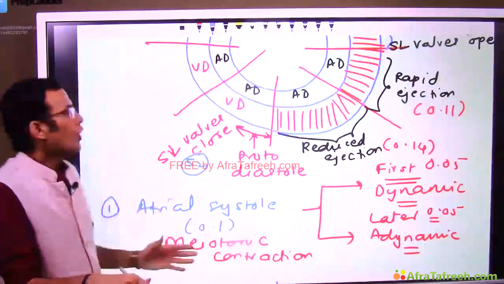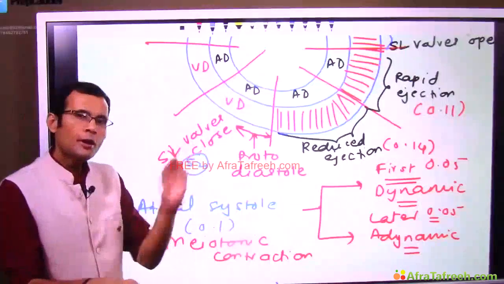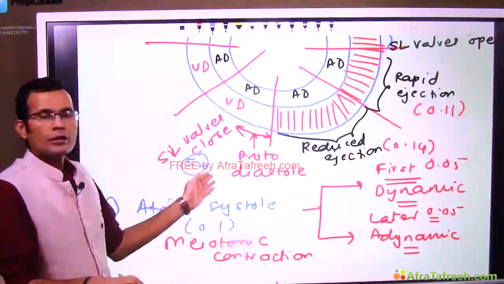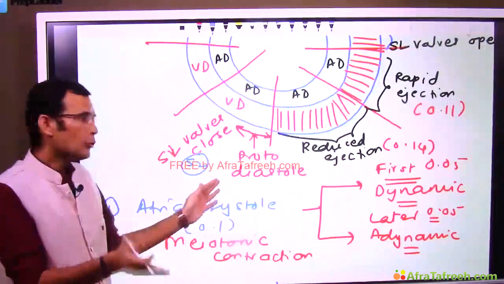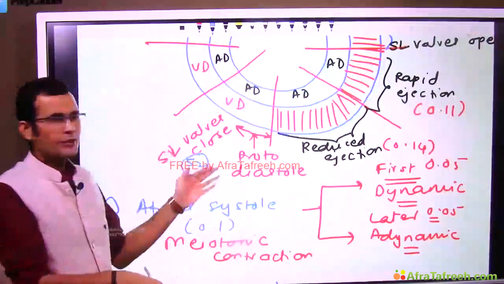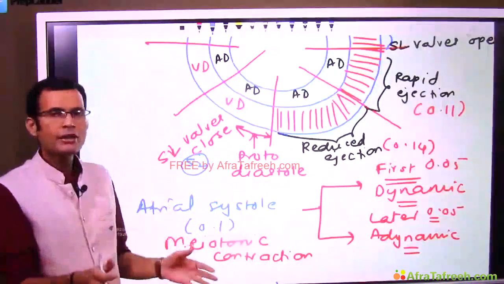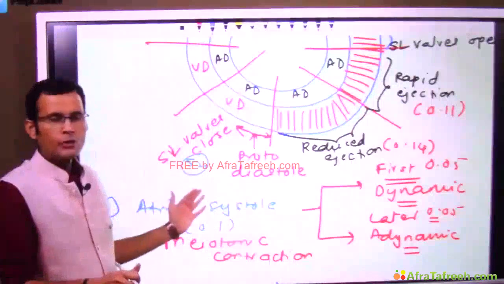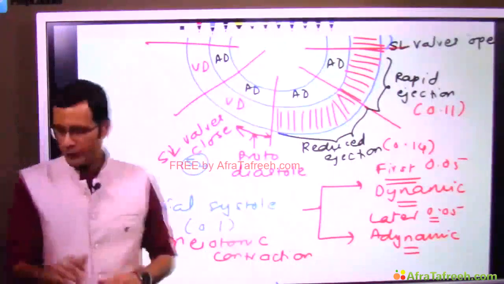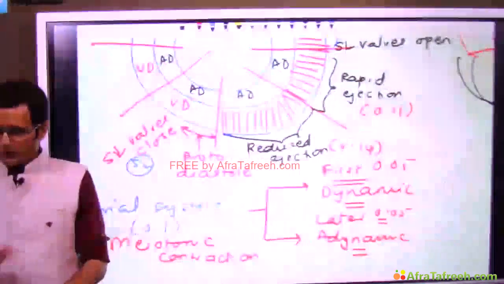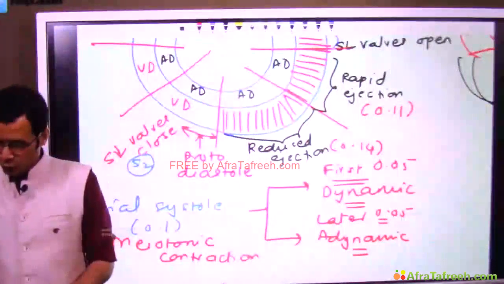Why? Because protodiastole ends with the second heart sound. Protodiastole ends with the closure of the semilunar valves. So technically speaking, second heart sound occurs in the protodiastole phase. Well then, semilunar valves have got closed.